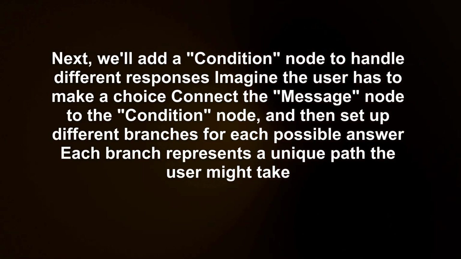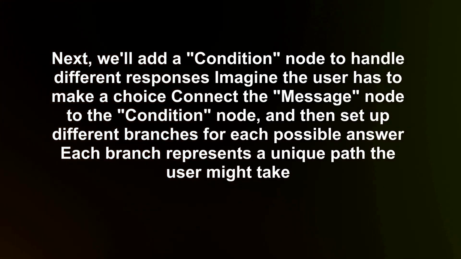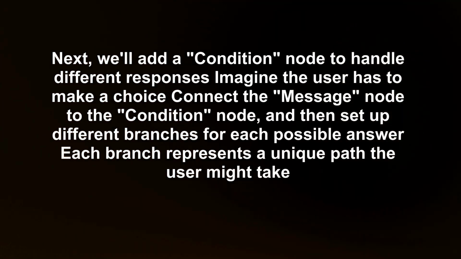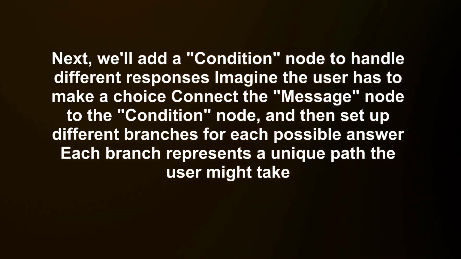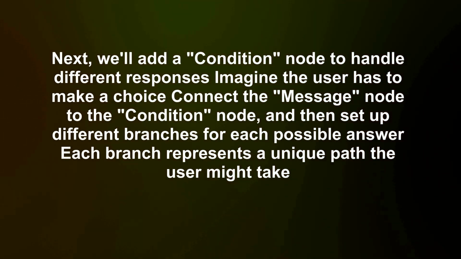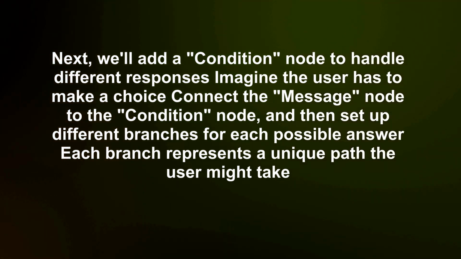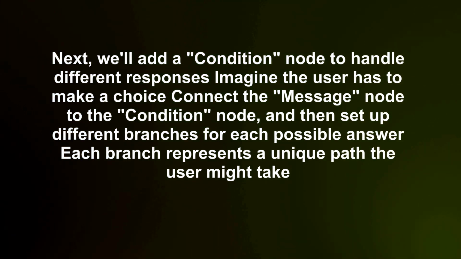Next, we'll add a condition node to handle different responses. Imagine the user has to make a choice. Connect the message node to the condition node, and then set up different branches for each possible answer. Each branch represents a unique path the user might take.